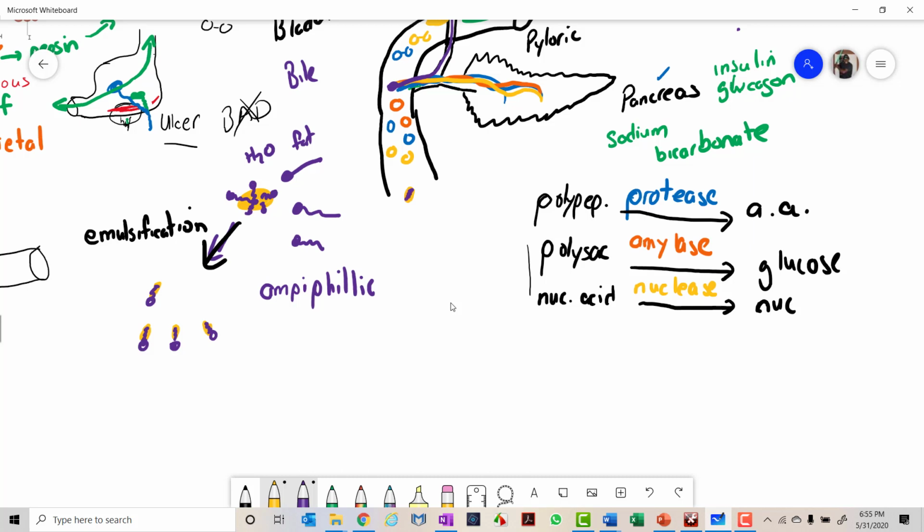these in turn can now be better attacked and reacted by the last of my enzymes, which I'm going to call my lipase. So my lipase, what it does is it will take my triglycerides, my lipids, and it will break them down into fatty acids.